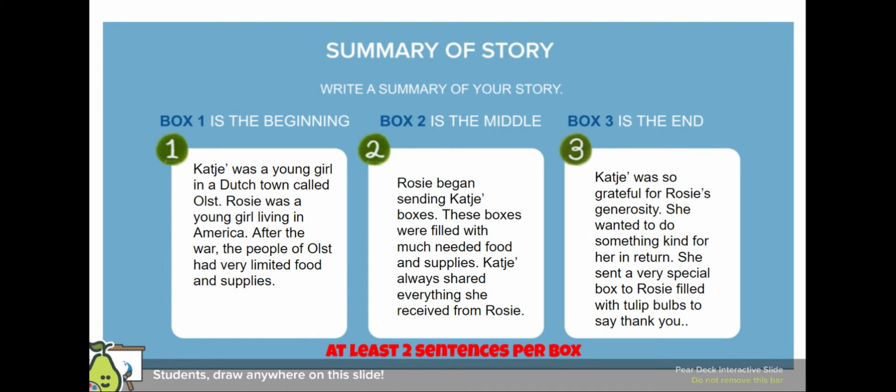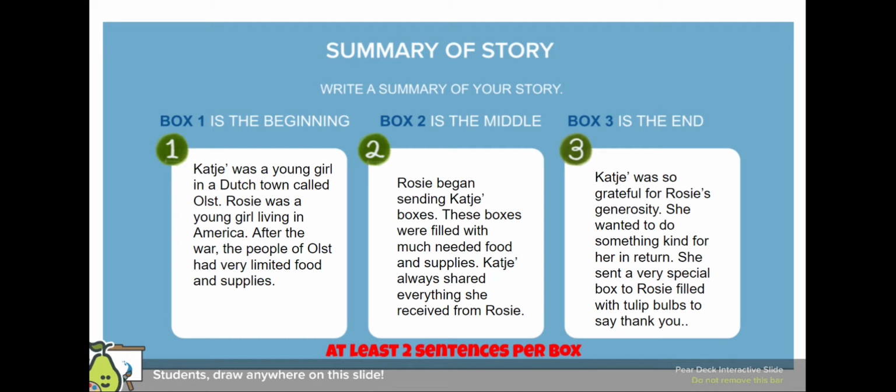So I started off in box 1 with the beginning of the story. And I have written, Katja was a young girl in a Dutch town called Ulst. Rosie was a young girl living in America. After the war, the people of Ulst had very limited food and supplies.